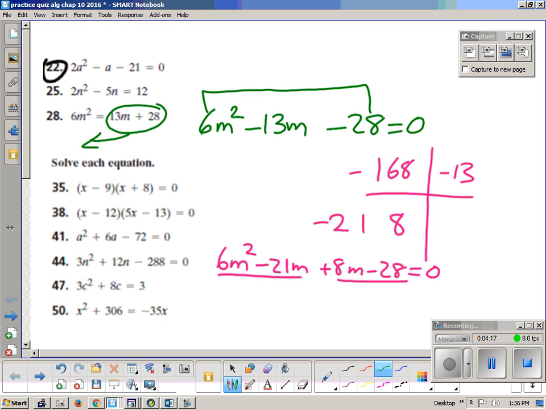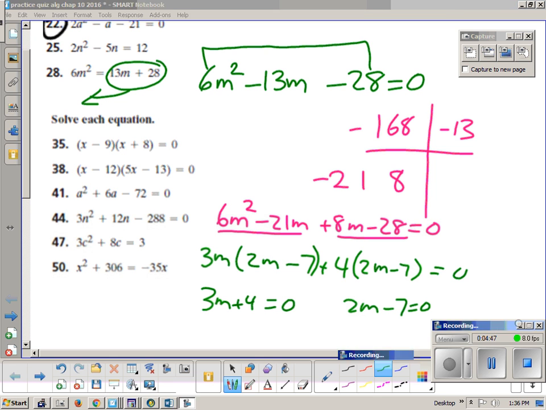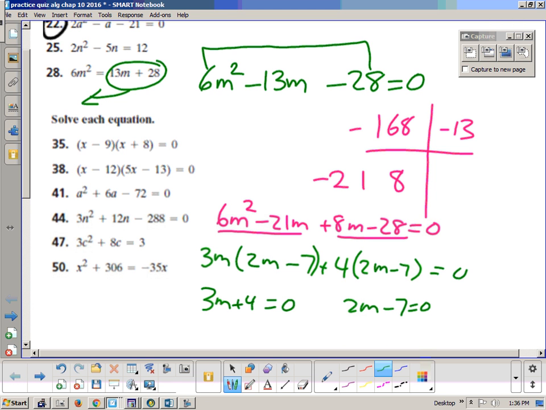And we're going to take out a 3m here, and you have 2m minus 7. You take out a 4 here, and you have 2m minus 7. So that's going to give you two things you can set equal to 0. So this is 3m plus 4 equals 0, and 2m minus 7 equals 0. And when we do that, we're going to subtract 4, divide by 3, and you get m is negative 4 thirds. Here we're going to add 7 and divide by 2, you get m equals 7/2.